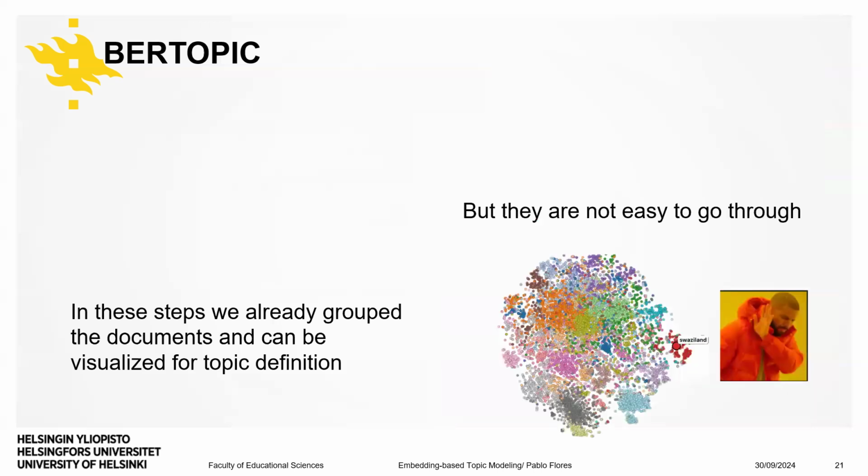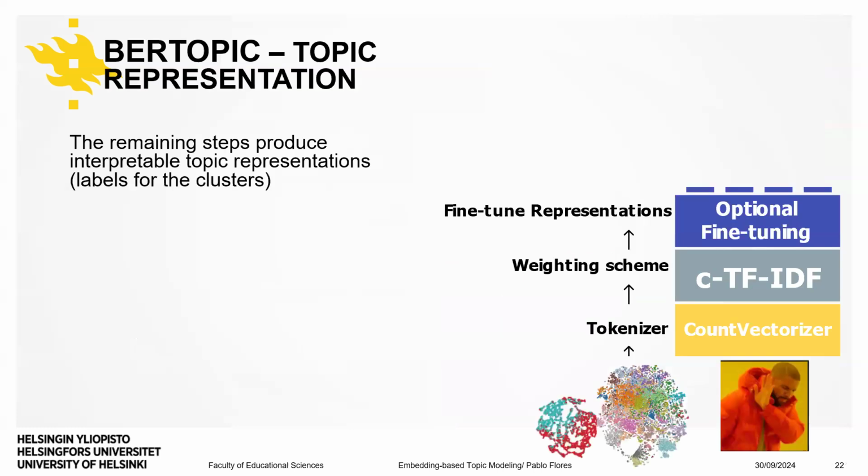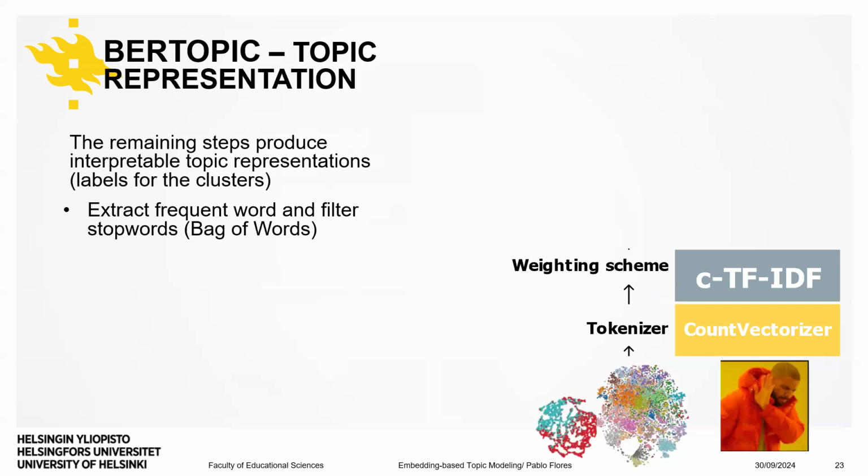The remaining steps are not easy to do by hand because you often interact with these big blobs of high-dimensional points projected into a two-dimensional graph. So the three remaining steps take care of producing interpretable topic representations, which is basically giving labels to each cluster. The first two work together to create a bag of words with the objective of extracting the frequent words and filtering out the stop words. This is a thing that you mentioned, or maybe someone else, when we were doing this. The stop words are removed after the embeddings are produced, not before.